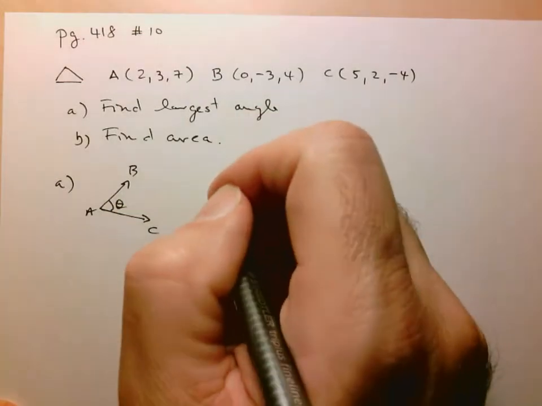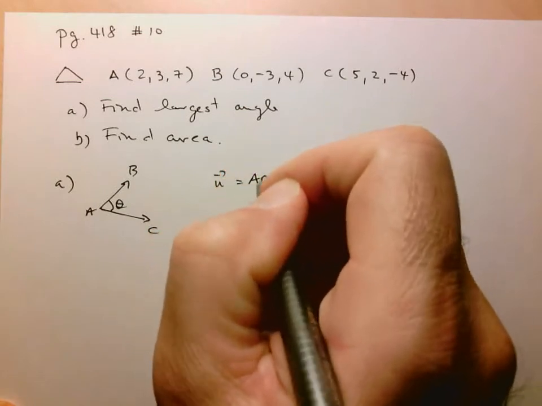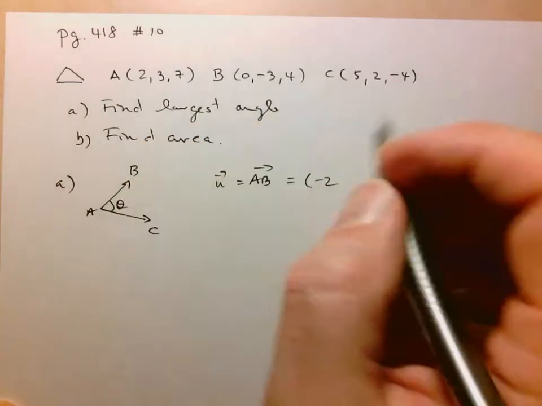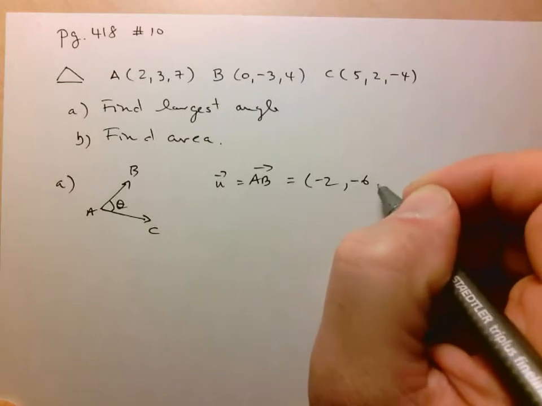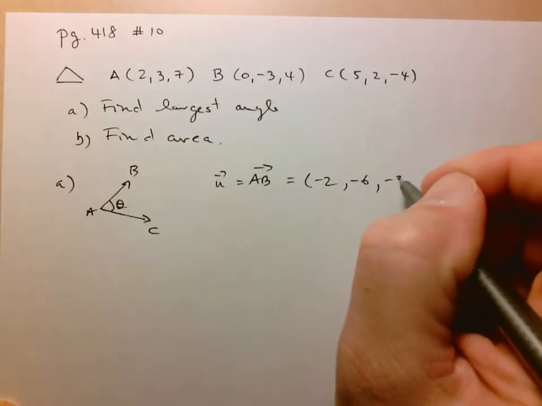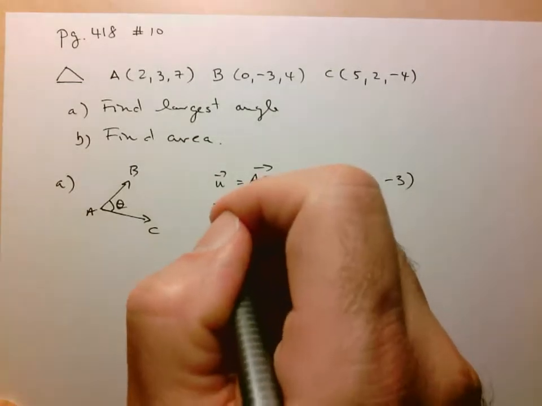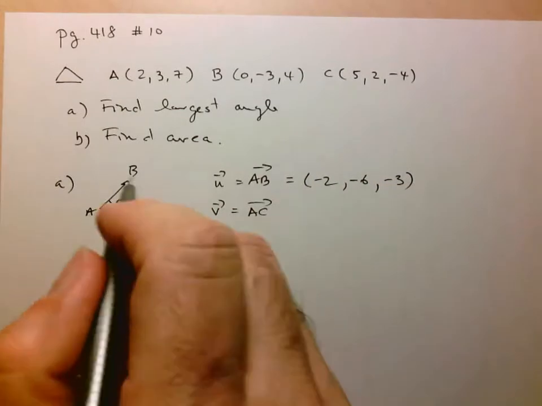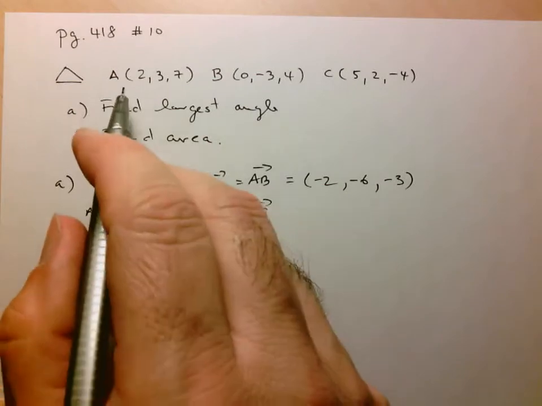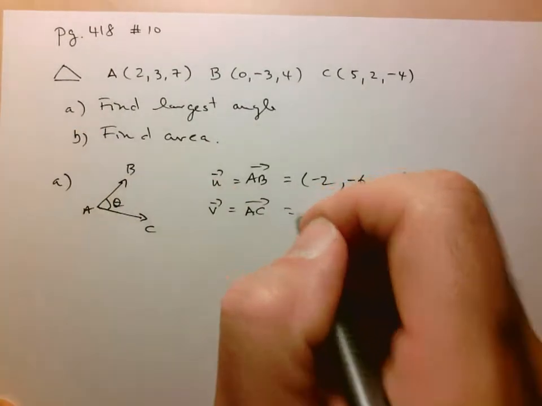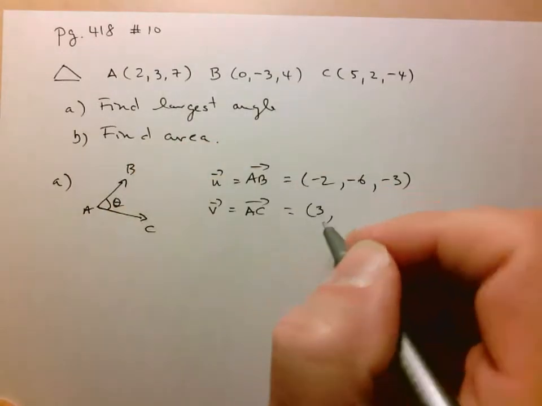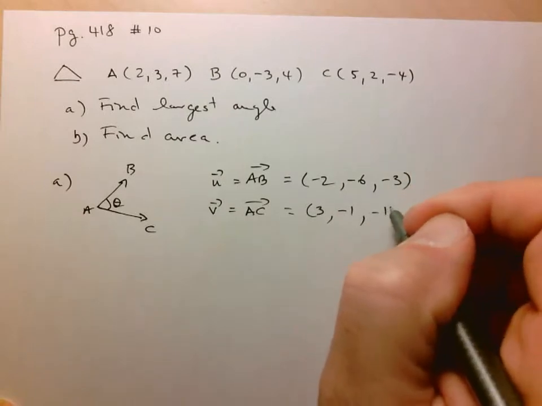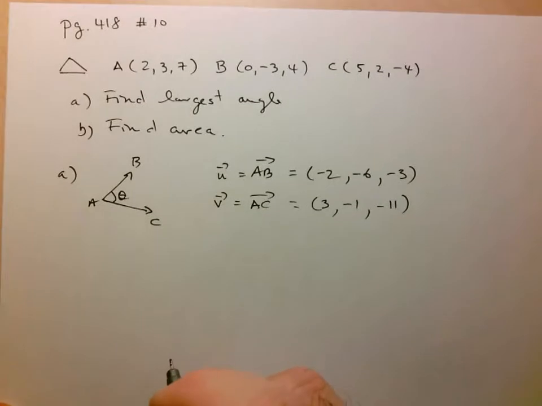So let's find AB. Let U be AB. What is that? We've got 0 minus 2 is negative 2, negative 3 minus 3 is negative 6, and 4 minus 7 is negative 3. So that's one of my vectors, and vector V can be AC. Notice it has to start from the same point. Even if you weren't drawing the diagram, whatever you start with in the first, you've got to start with in the second. So AC, we've got 5 minus 2 is 3, 2 minus 3 is negative 1, and negative 4 minus 7 is negative 11.